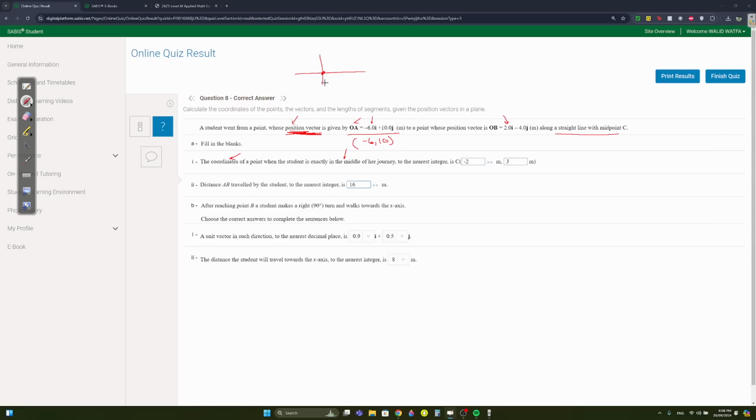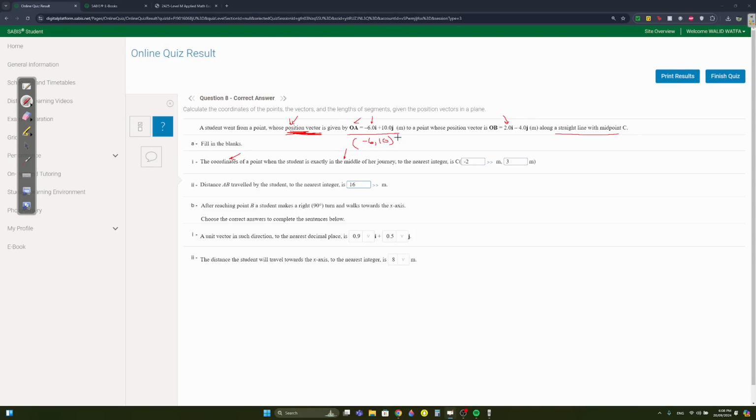So minus 6i plus 10j, minus 6 is here. Okay, it's a point, right? Since we said position vector. Same thing here, 2i minus 4j, it's over here. This is the same thing as points. Anyway, they want the midpoint in between the journey.